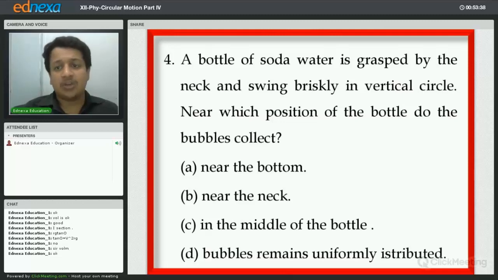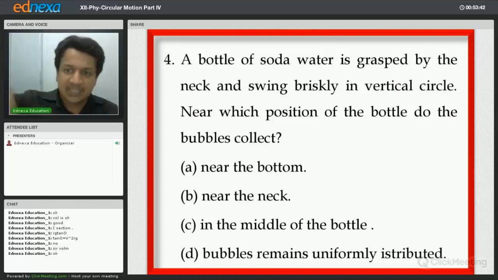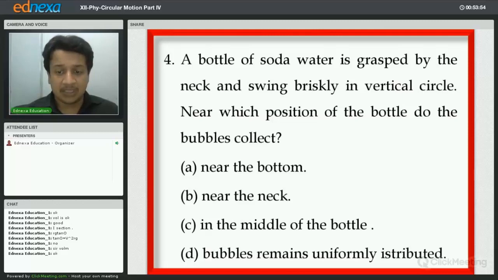A bottle of soda water is grasped by the neck and swung briskly in a vertical circle. Near which position of the bottle do the bubbles collect? At the bottom, near the neck, in the middle of the bottle, or bubbles will remain uniformly.